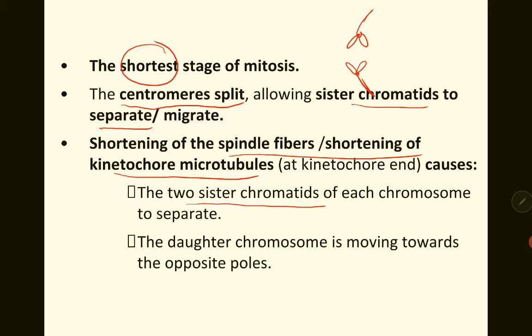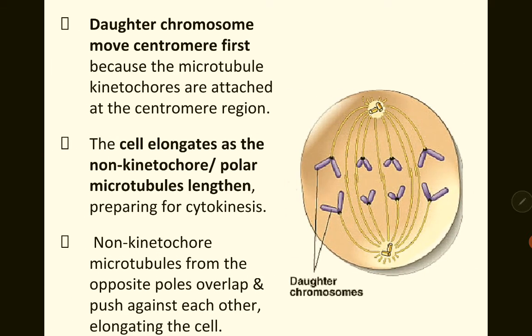Okay, two sister chromatids separated. So now we call them daughter chromosomes. Now we no longer call them sister chromatids because they are no longer held at the same centromere. So now the daughter chromosome is moving towards the opposite pole. Daughter chromosomes will move centromere first because the kinetochore microtubules are attached at the centromere region. Okay, when the microtubule shortens, it will pull our centromere first.